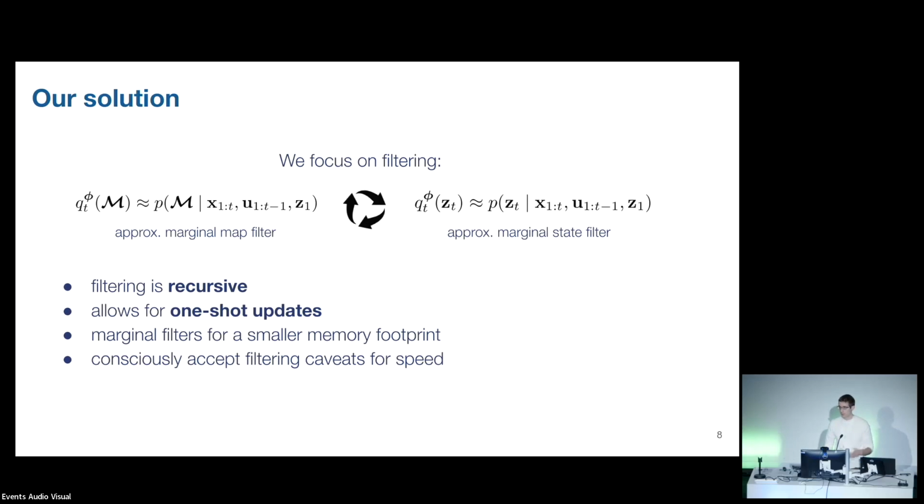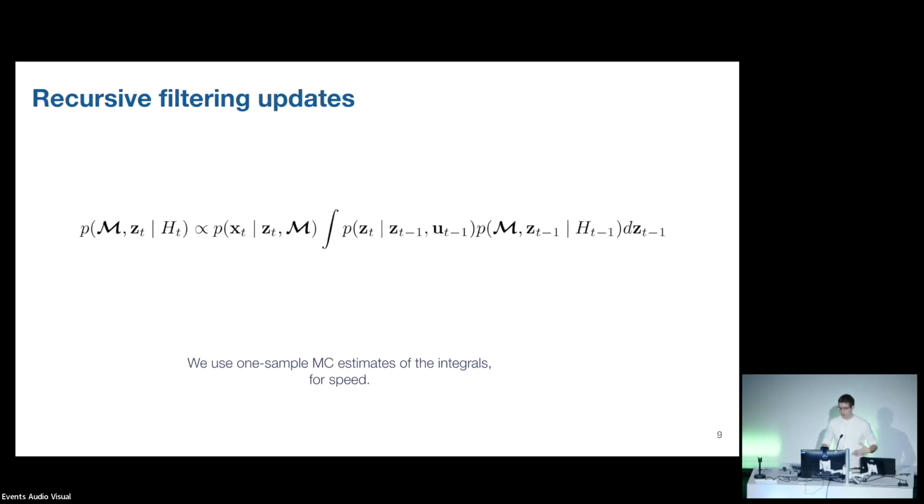We maintain 2 filters, one over the map and one over the state, 2 marginal filters. We don't do the joint because the joint would require too much memory, because the map is huge. It's a volumetric grid representation. Even if it were a neural map, it would still be too big to do properly. But still, the 2 marginal filters that we maintain interact with each other. And I'm going to try to explain how by giving you a glimpse into our derivations.